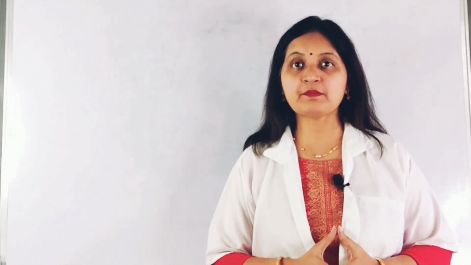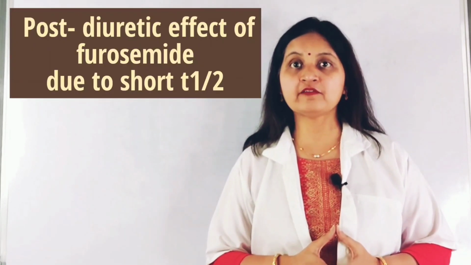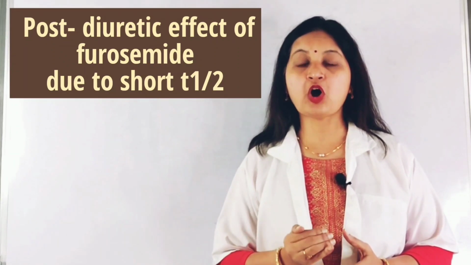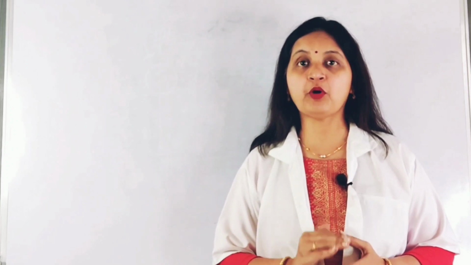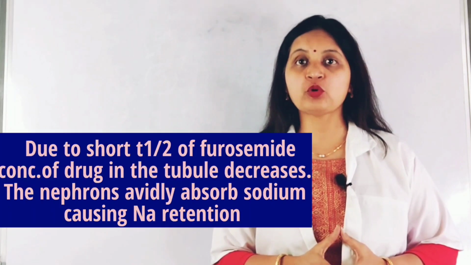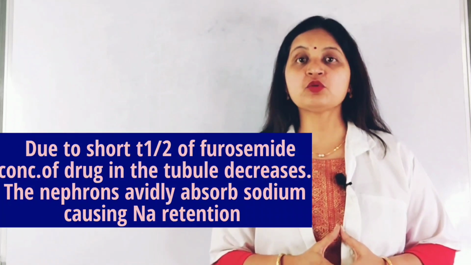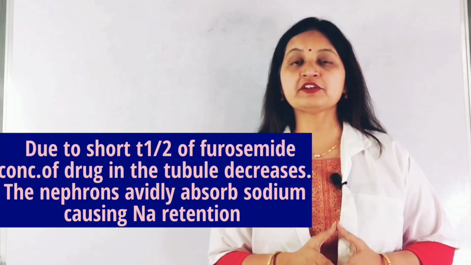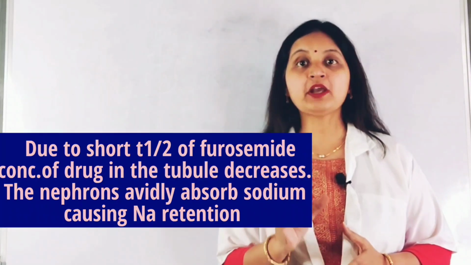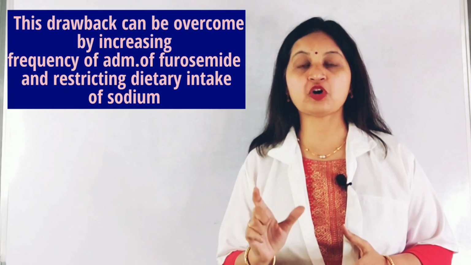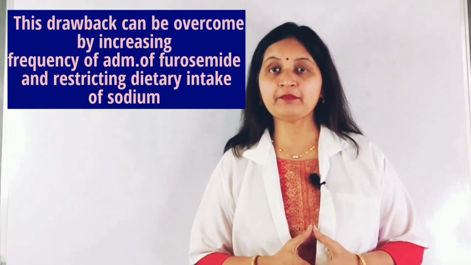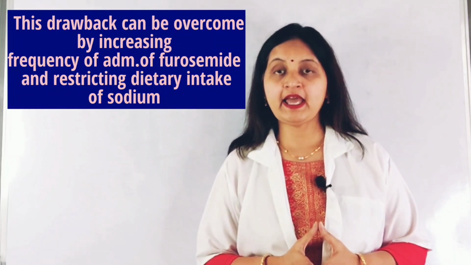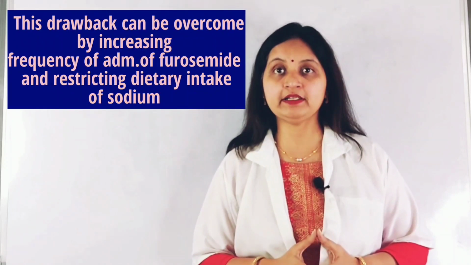Since the T-half of furosemide is very short, as the effect of the drug decreases with each dose, the nephrons avidly absorb a large amount of sodium into the body, leading to post-diuretic sodium retention. So post-diuretic sodium retention occurs when the effect of the drug declines due to decreased concentration of drug in the tubular lumen because the T-half of furosemide is very short. So this drawback can be overcome by increasing the frequency of administration of furosemide and secondly by restricting sodium intake.